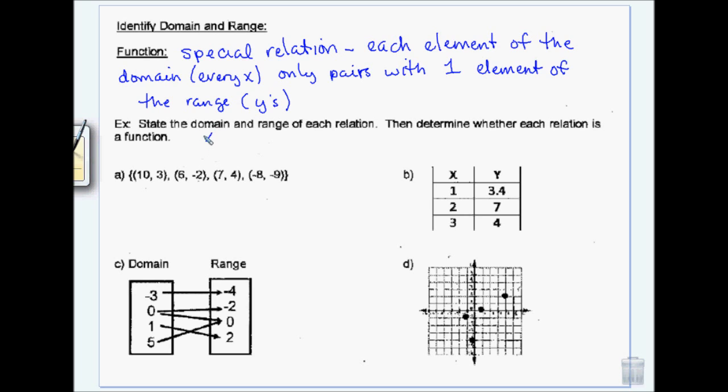And we'll remember the domain is the x's and the range are the y's. So if I'm listing the domain, I usually just put a D for domain. And I list the elements. R for range. And I list the elements.